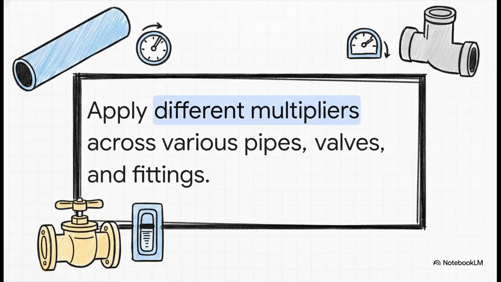And since your supplier relationships are all completely unique, the tool stays totally flexible. It lets you manually apply entirely different discount multipliers across various pipes, valves, and fittings based on your specific deals. You literally just drop your multiplier into the box, and all the material prices for that item dynamically adjust to reflect your true discounted cost.